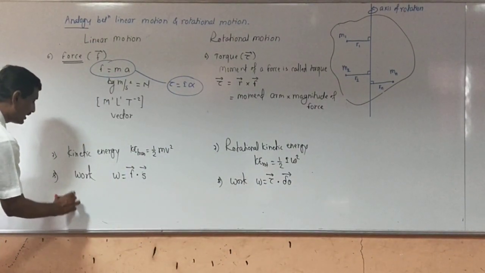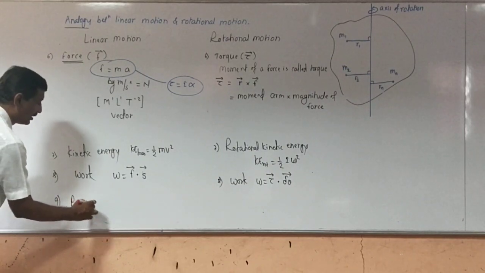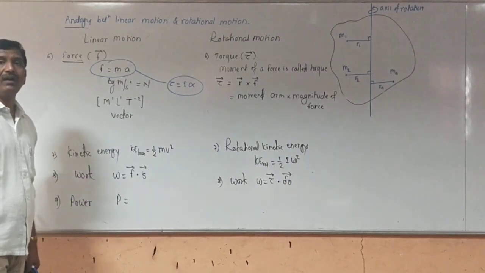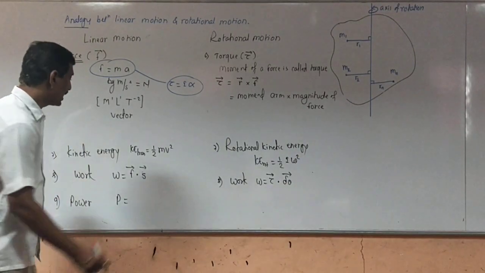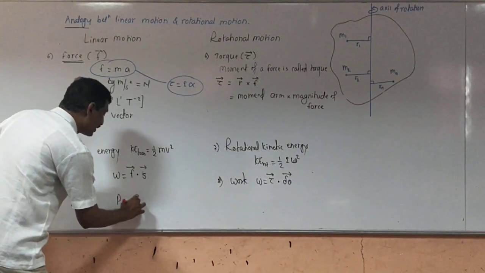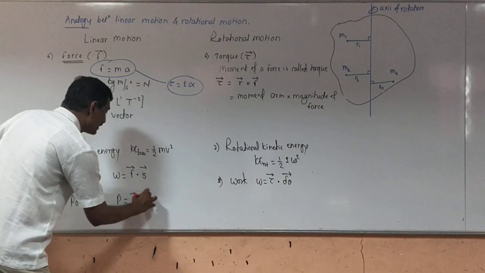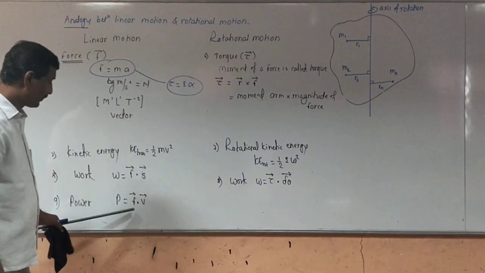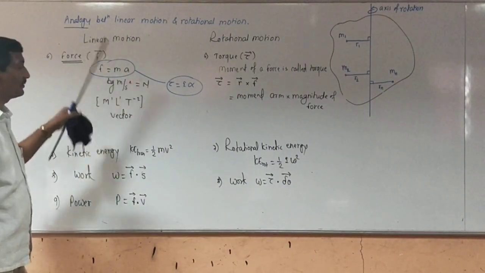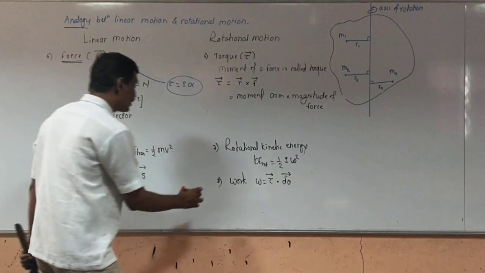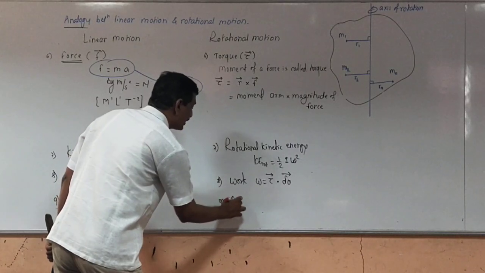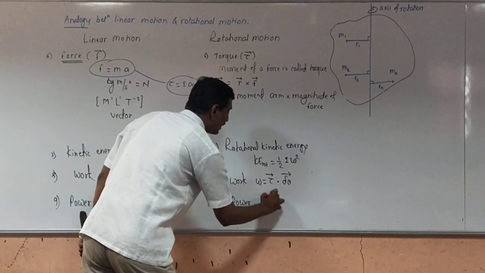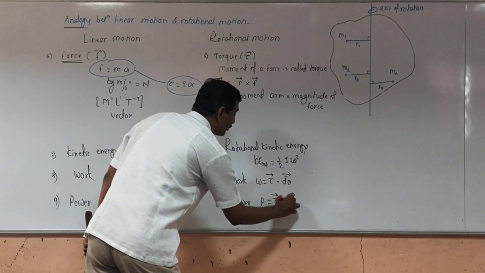What is the power in case of a linear motion? So we know that power is what? Rate of doing the work, means work upon time, and therefore power is the dot product of force and linear velocity. Power is the dot product of force and linear velocity in case of a linear motion. By analogy here, power in case of a rotational motion is what? P is equal to tau bar dot omega bar.